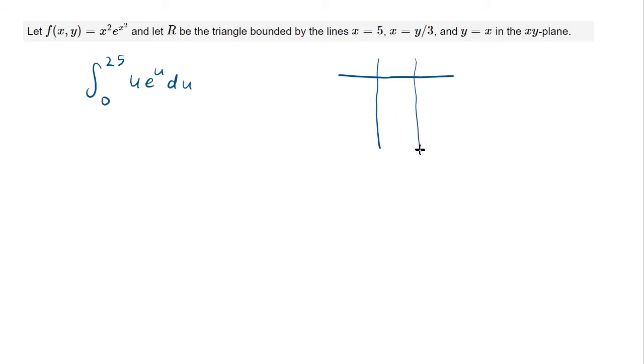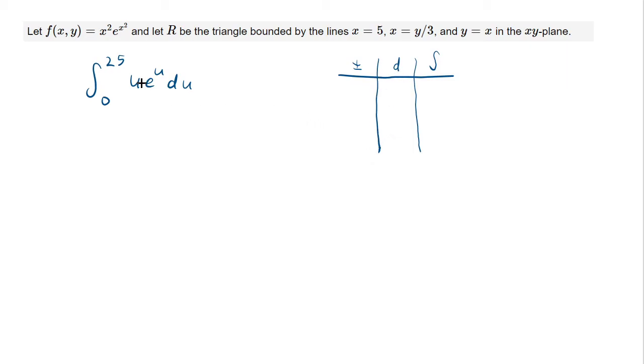Tabular integration is a method that's equivalent to integration by parts, but this happens to be a lot easier than integration by parts, at least in my opinion. So if you don't know how to do tabular integration, please search up tabular integration on my channel. There are several videos that I have titled as Introduction to Tabular Integration, and those should be really easy to follow.